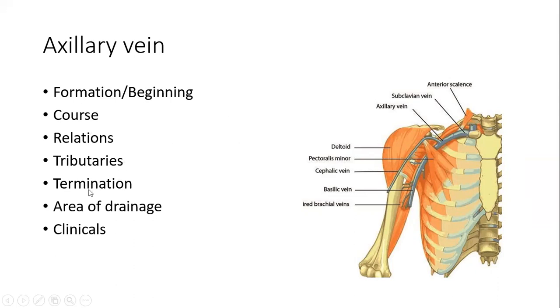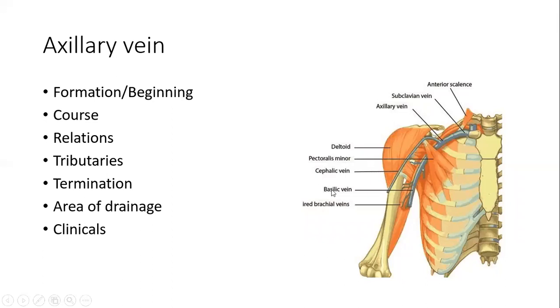And how does the vein end? And what area does it drain? And any important clinicals associated with that vein. So starting with the axillary vein, as we just looked at the axillary artery, it ended at the lower border of teres major. So the axillary vein will arise or begin at the lower border of teres major muscle.